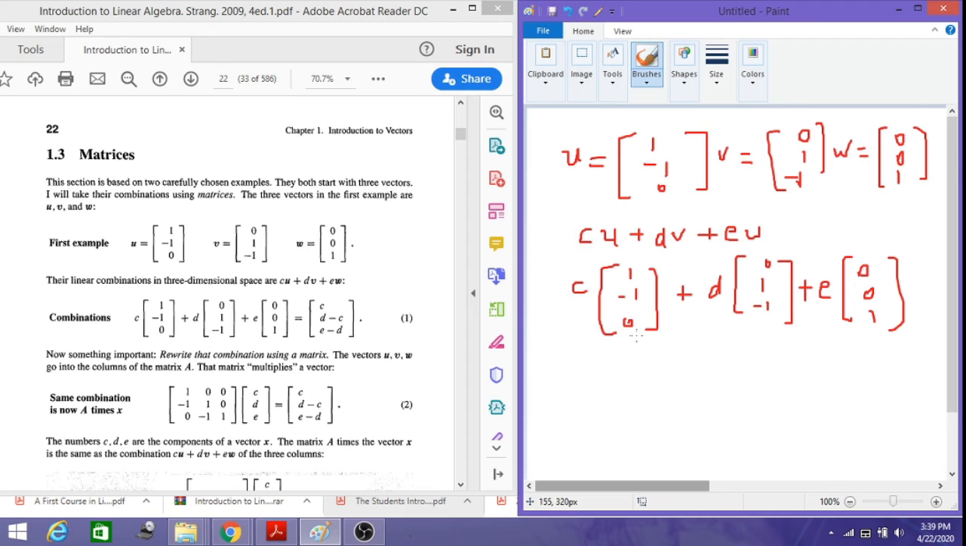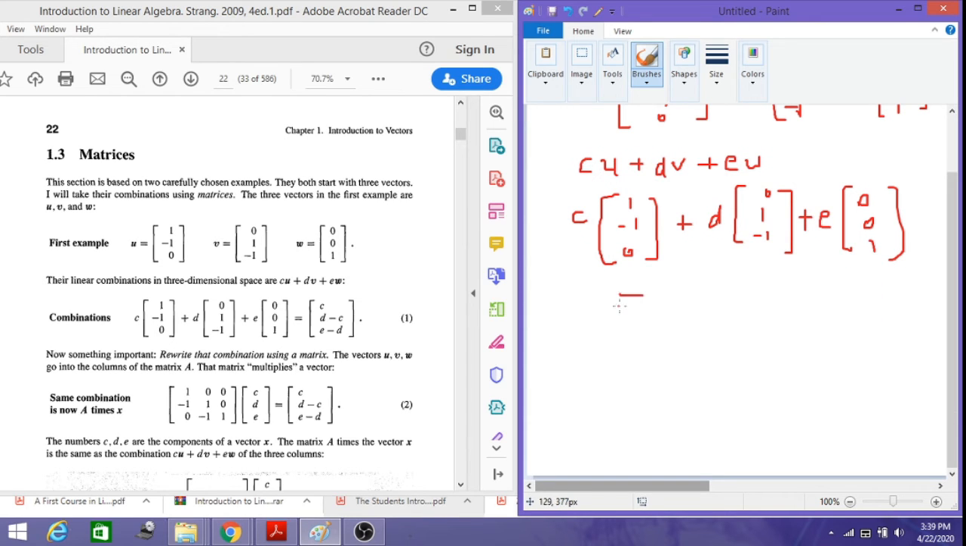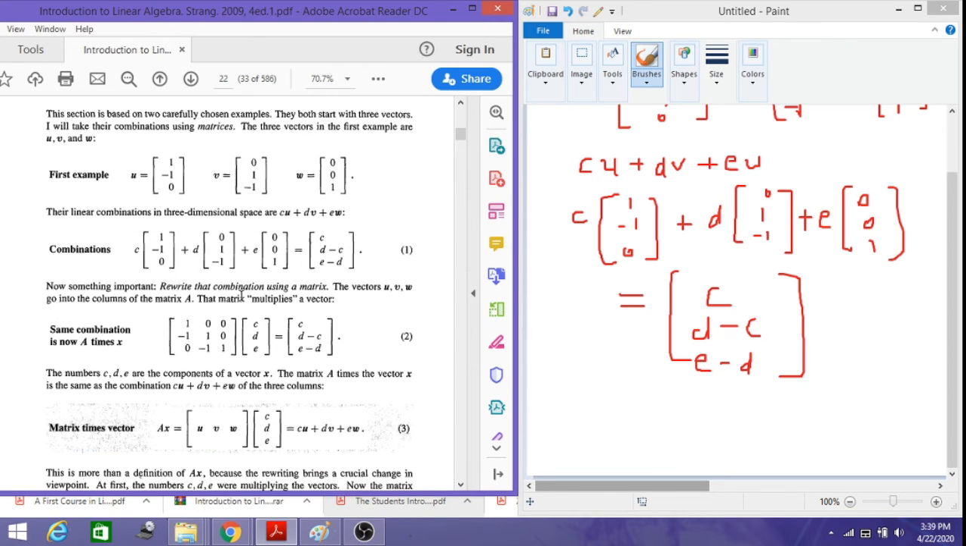If we add all these vectors on the right hand side, we will get C from the first component. Then what do we get here? We can write this as D minus C, because here it is D and here we get minus C. And then in the final component we get E minus D. So we write this combination using a matrix.